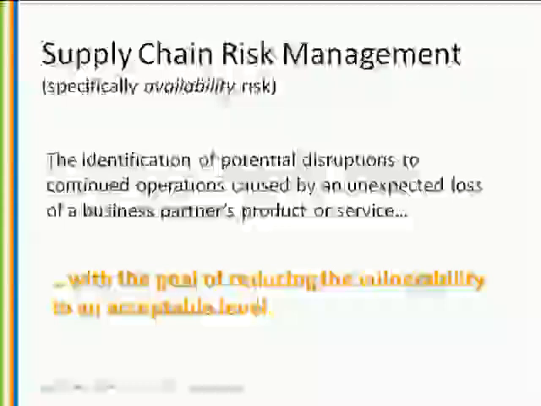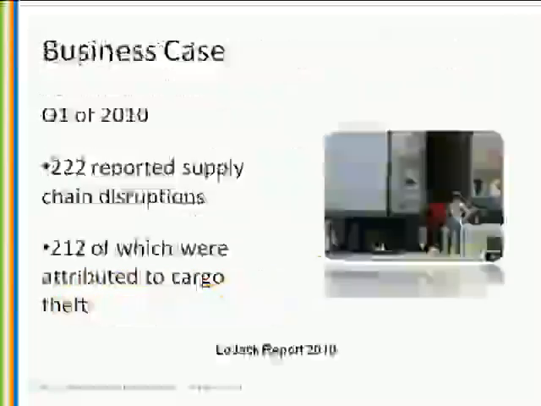And I think it's important, obviously, to understand the potential causes of the disruption. But if you can go ahead and click the animation there, I think it's really all about reducing vulnerability to an acceptable level. And again, acceptable level within the organization's risk tolerance. And that's what supply chain risk management is really all about.